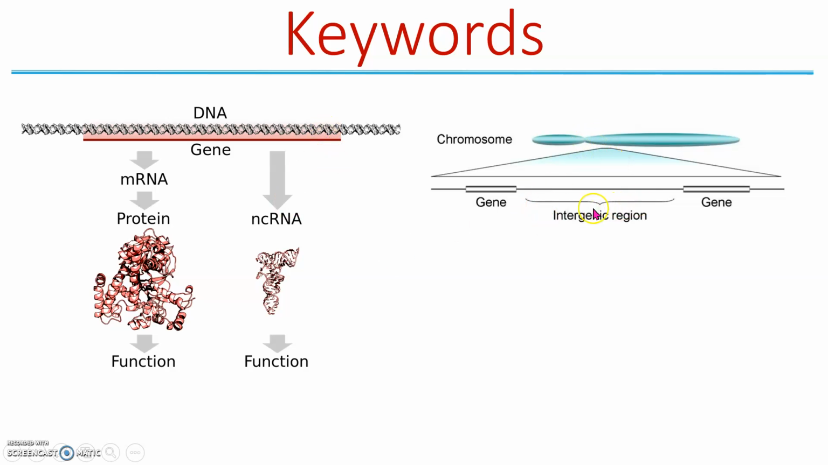The next word is this intergenic region. So it is as it sounds. You have one gene, two genes, and it's the area in between those genes.